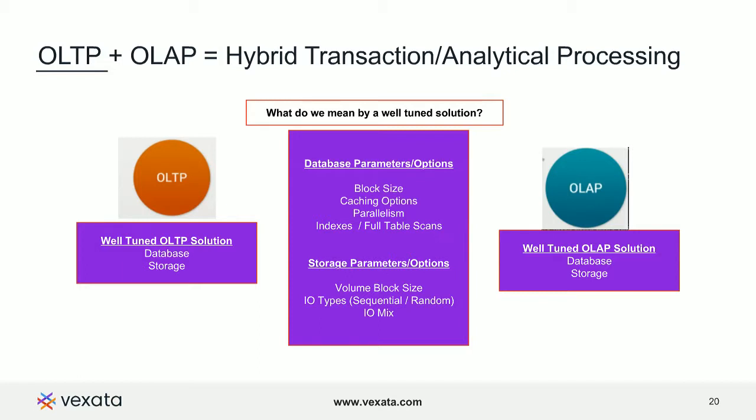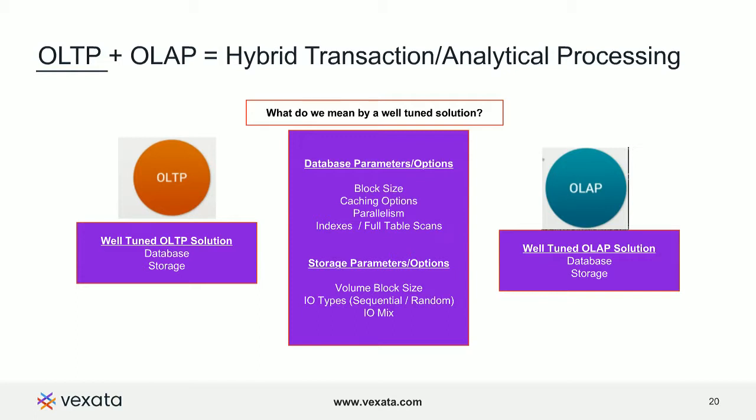In OLTP applications, we use buffer cache and DB flash cache as caching options. OLAP applications might not benefit from caching options. OLAP applications extensively use parallelism, and OLTP applications do not use parallelism. So OLTP applications favor indexes, and OLAP applications favor full table scans.